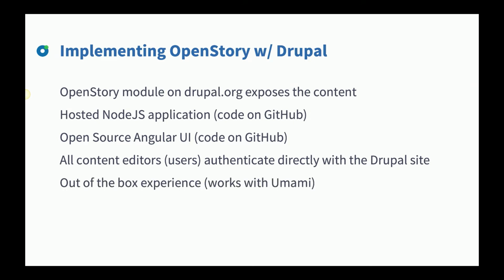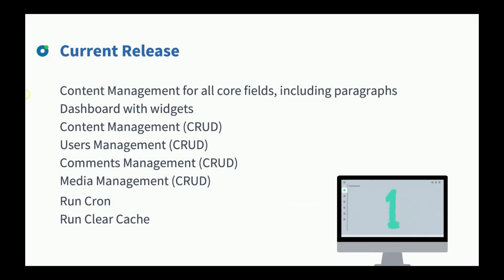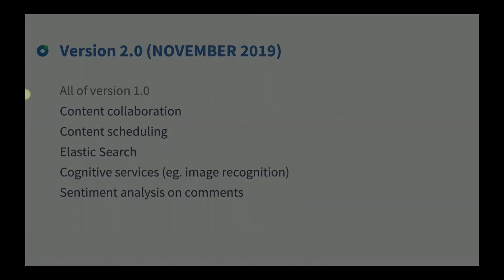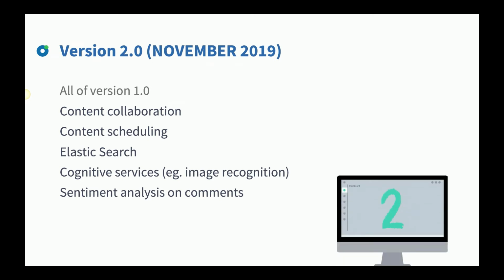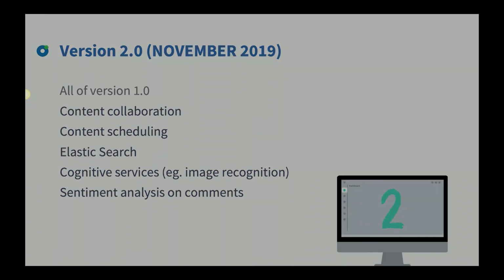We've also tested it, and it works with Umami, one of the latest additions to Drupal. On the Drupal side, the current release allows content management for all Drupal core fields, including paragraphs, and it has a dashboard with widgets. It allows content management, users, comments, and media management, as well as the ability to run cron and clear cache. We are working on a new version of OpenStory that will allow content collaboration and content scheduling, so the ability to write a piece of content and schedule it to be published at a certain day and time in future. We want to enable Elasticsearch, and we want to provide some kind of cognitive services for the content part. That means image recognition, or maybe some kind of sentiment analysis on the comment side.